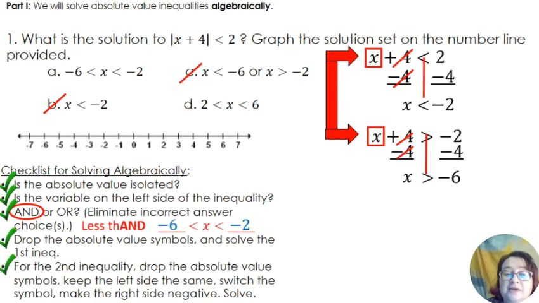So that step is finished, and we have solved our problem. That means our answer matches A, negative 6 is less than x, is less than negative 2.